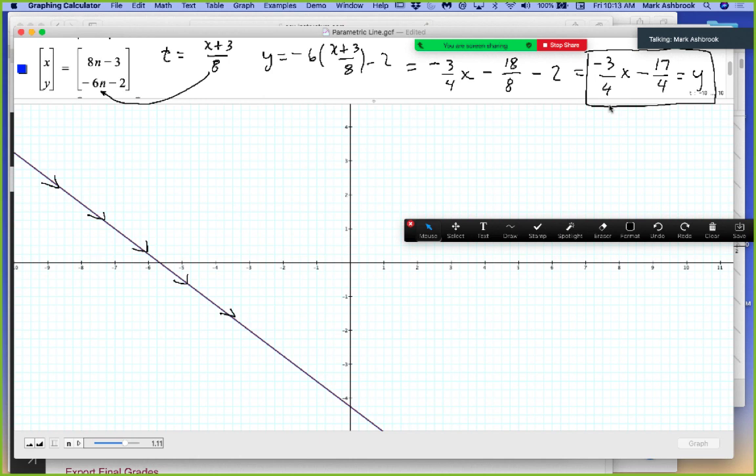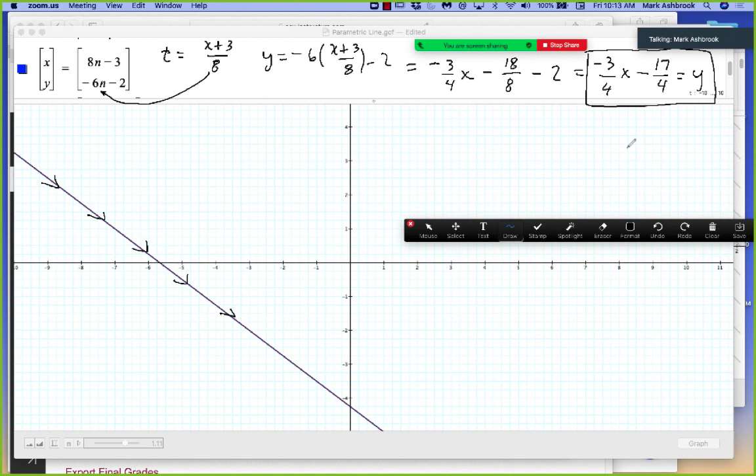All right, so now suppose we had started with this linear function and we wanted to come up with a parametric function for it. So notice 8t minus 3, minus 6t minus 2. Do you see anything that looks remotely like that by looking at negative 3/4 x minus 17 fourths? It seems like a pretty big stretch. There's no connection. We know it's the same set of points, but to get from here to here, how would we do that? It doesn't seem to be any relationship between these values and these.